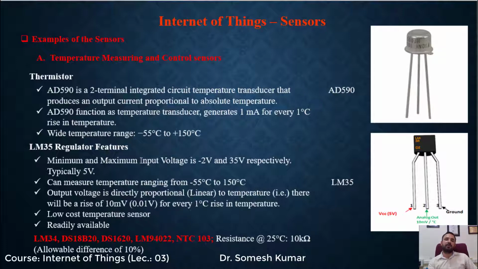Second one is LM35. Basically the minimum and maximum input voltage for LM35 is minus 2 volt to 35 volt. Typically it works on 5 volt. Okay. And the range of temperature that it can measure is minus 55 degrees Celsius to 150 degrees Celsius. Also there will be a rise of 10 millivolt for every 1 degree Celsius rise in temperature. So it is a low cost sensor. This is its diagram. It has three pins: one is your 5 volt, second one is analog output, and third one is ground, similar to AD590.